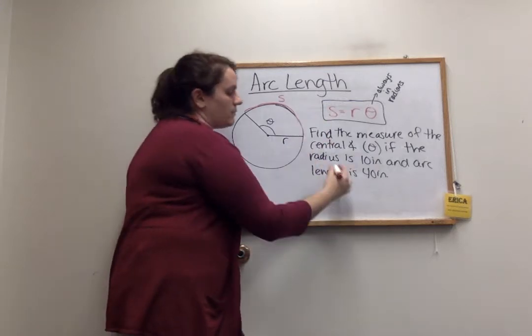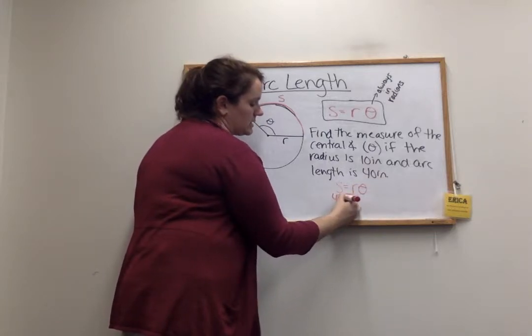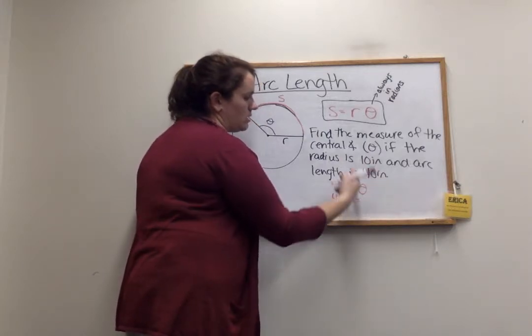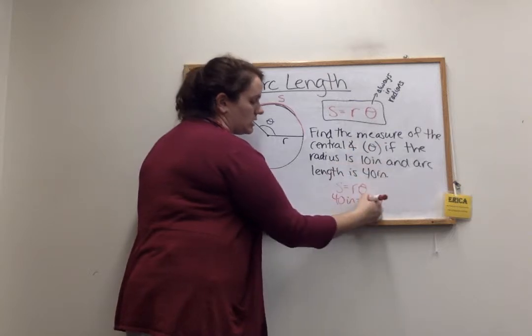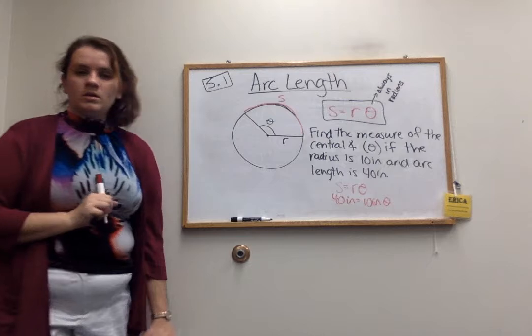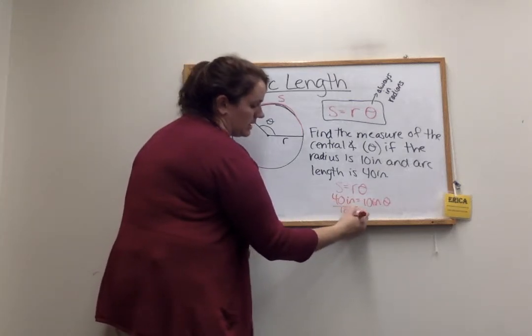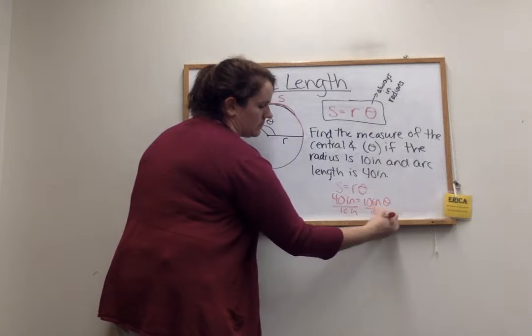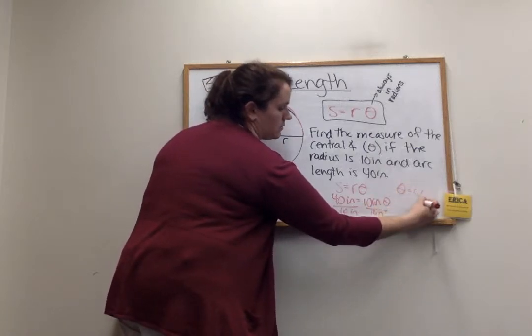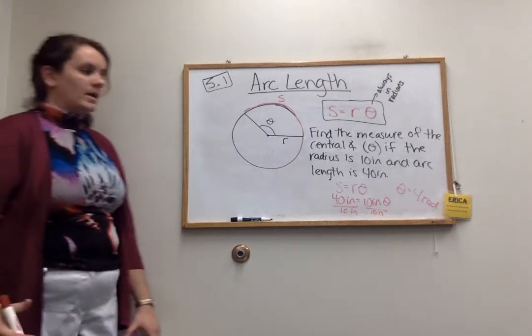So again, I use the same formula, S equals R theta. S, in this case the arc length, is 40 inches. R, the radius, is 10 inches. Theta is what I'm looking for. To get theta by itself, divide both sides by 10 inches. And we find that theta is equal to 4 radians. And that would be my answer.